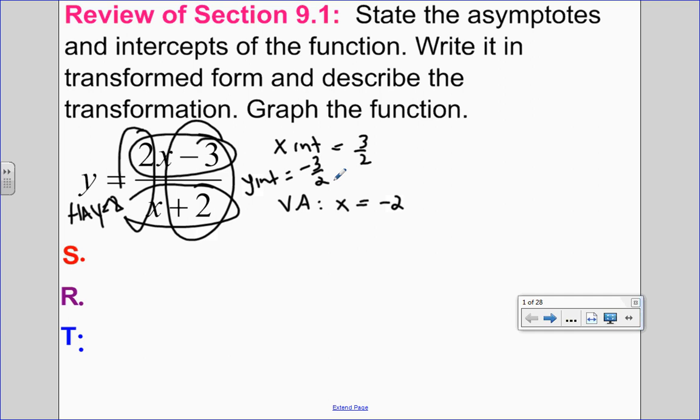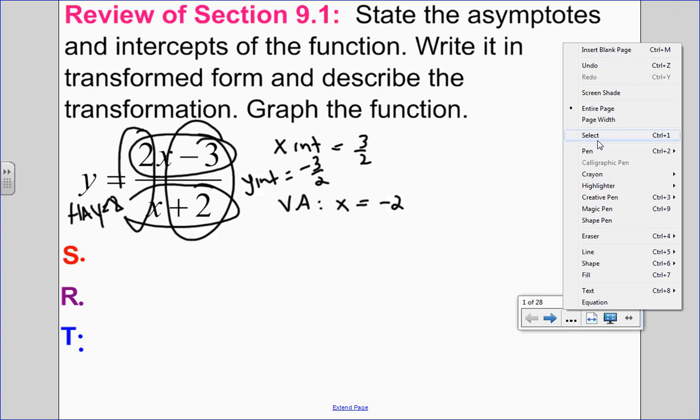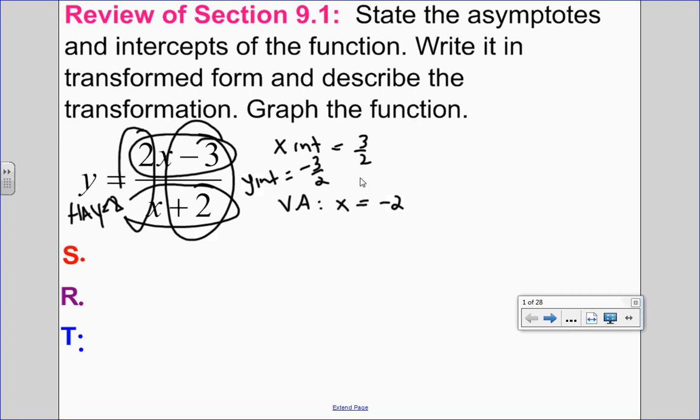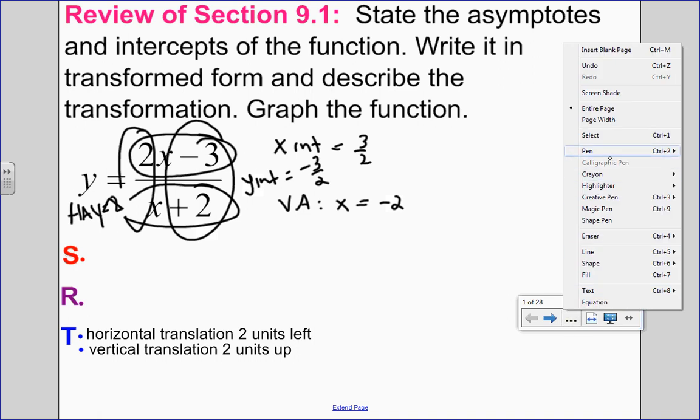So looking at these, I can already tell some parts of the transformation. So normally my vertical asymptote is at 0, but now it's at -2. So that tells me that I've had a horizontal translation 2 units to the left. My horizontal asymptote is at 2, normally it's at 0, so I also know there's been a vertical translation 2 units up. So for the stretch and the reflection, I need to write my equation in transformed form.